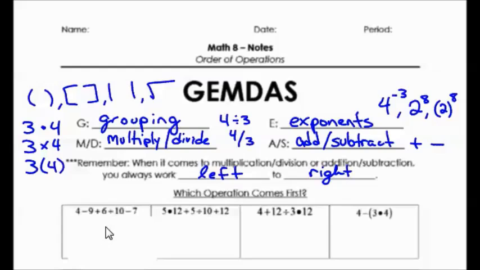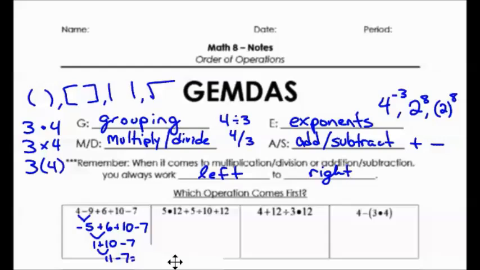Alright, so our first operation is going to be that subtraction where we combine 4 and minus 9. That would give us negative 5. Nothing else changes. We'll just rewrite plus 6, plus 10, minus 7. We're still going to work this left to right. Our next operation is this addition. We add those two together, and it combines to 1: negative 5 plus 6, plus 10, minus 7. Still working this left to right.